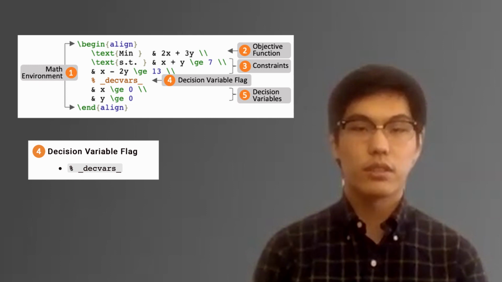Decision variable definitions should appear after the constraints. The block of decision variable definitions must begin with this LaTeX comment. This line is most likely the only new element that doesn't already appear in your model.